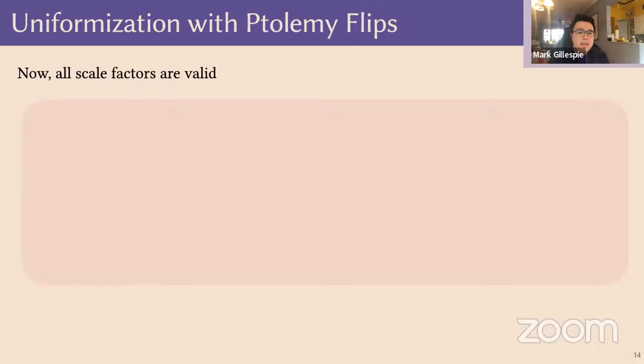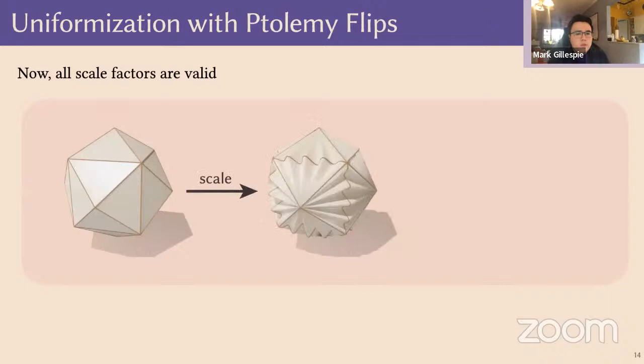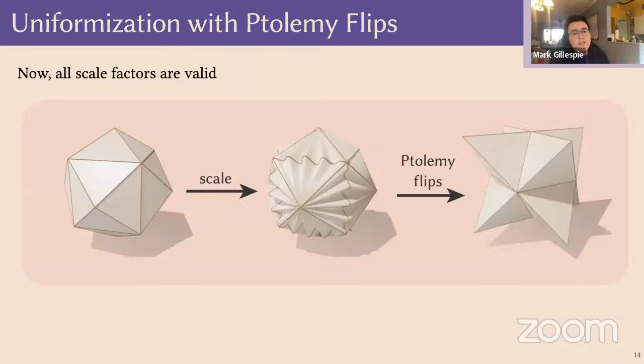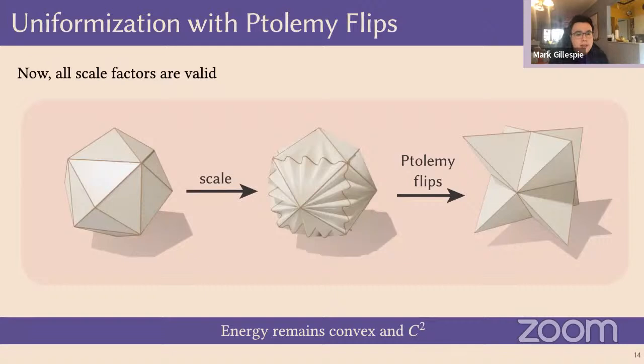Given any mesh with any set of scale factors, you can simply scale up your mesh's edges. Of course, this may break some of your triangles, but we can now use Ptolemy flips to obtain a valid Euclidean Delaunay triangulation, even starting out from these broken triangles. And amazingly, even once we start flipping edges, the energy that we're trying to minimize remains convex and twice continuously differentiable. So the task of discrete conformal parameterization really does now boil down to a simple, unconstrained convex optimization problem that we can solve with any off-the-shelf optimizer.